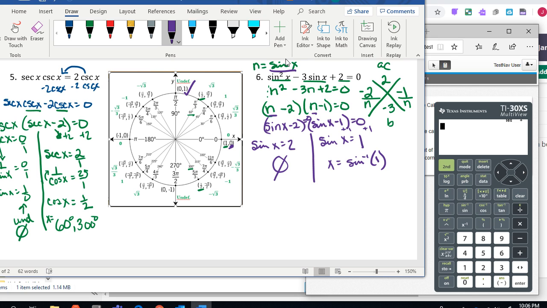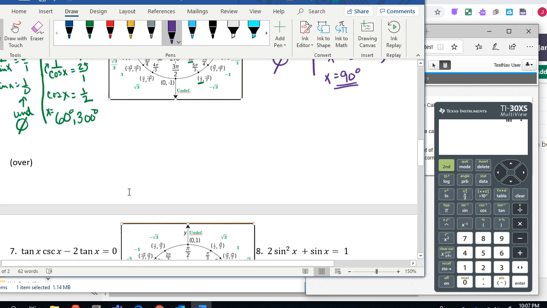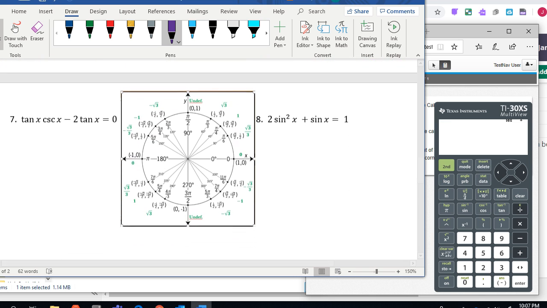And sine being 1 would be this piece being 1. There it is. Is there a 1 anywhere? There's not. Okay, so that means x is equal only to 90 degrees, and we're done. Interesting, huh? You can have no solution, 1 solution, 2 solutions, 3, 4 solutions. All right. Next page.